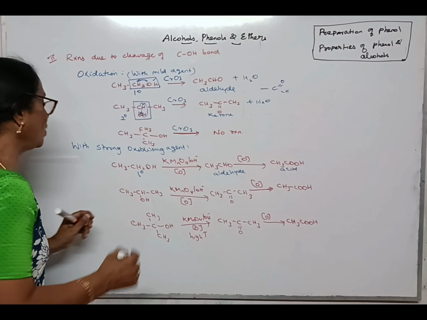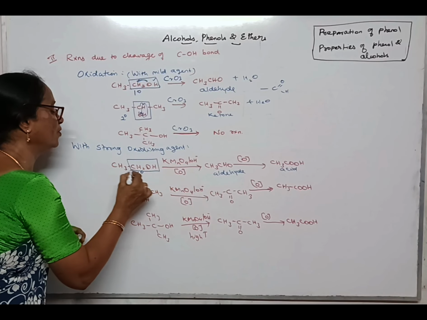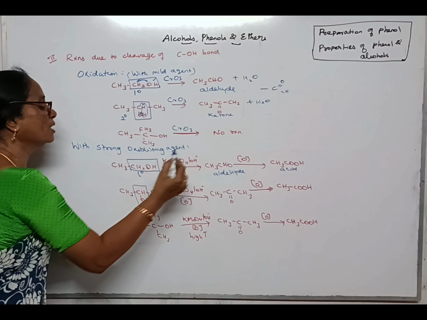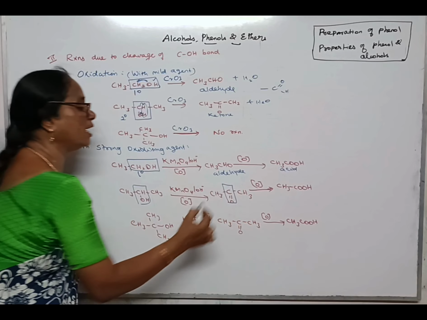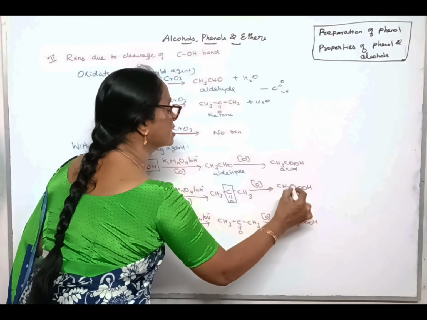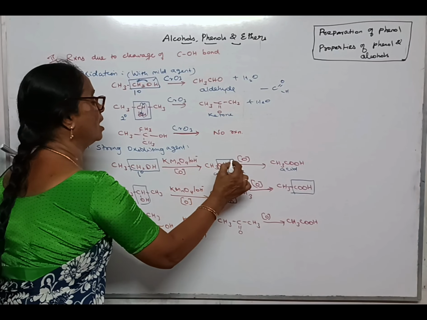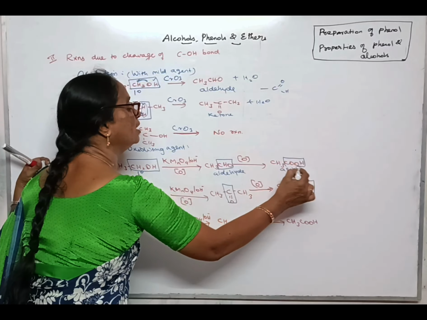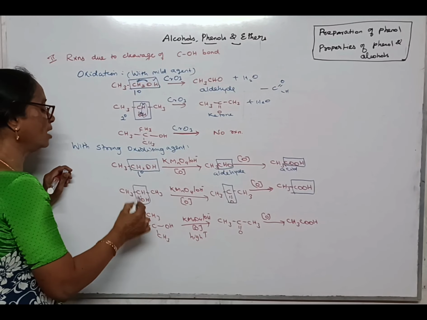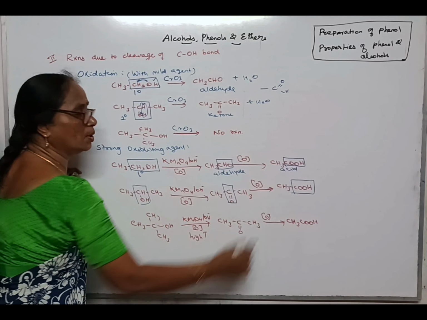And the next one, secondary alcohol, we have the CHOH group. This is oxidized to the ketone. On further oxidation, it is converted into carboxylic acid. So primary alcohol to aldehyde and then to acid. Secondary alcohol to ketone and then to acid.